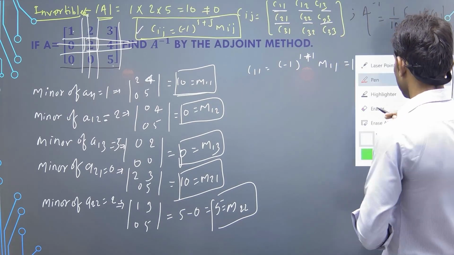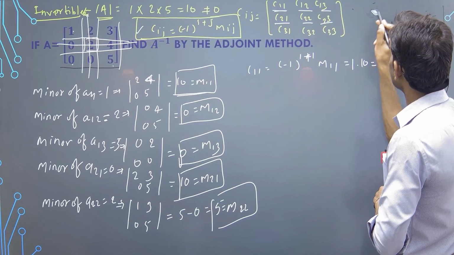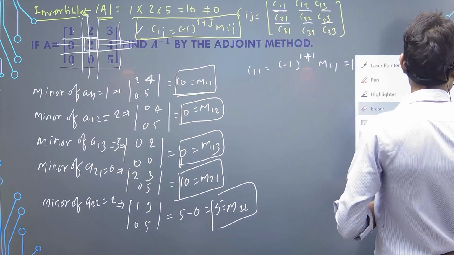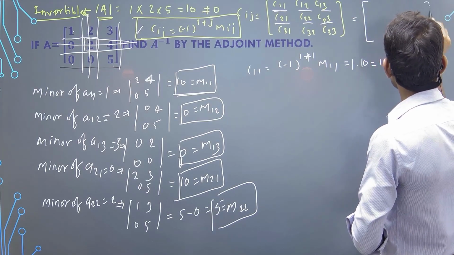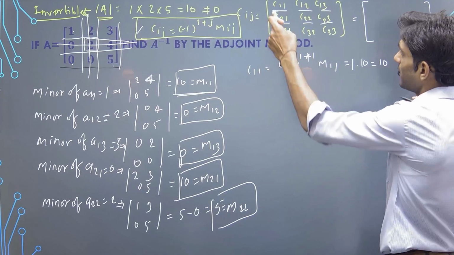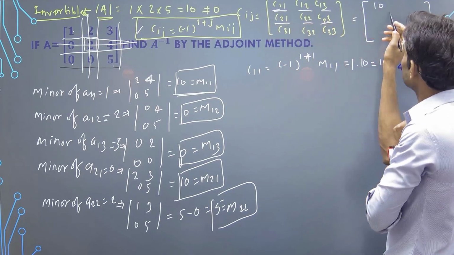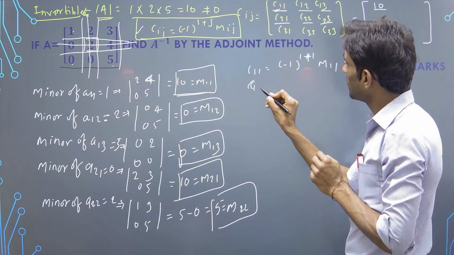Let me write that cofactor matrix here, which will be easier for you all. So this is the cofactor matrix, and we got the first element C11, which is 10. I replace C11 with 10. Now similarly, go for C12.